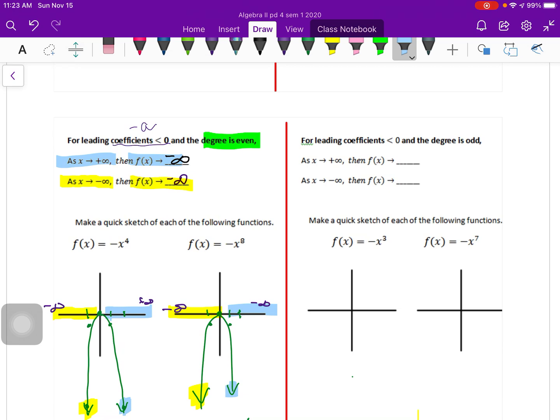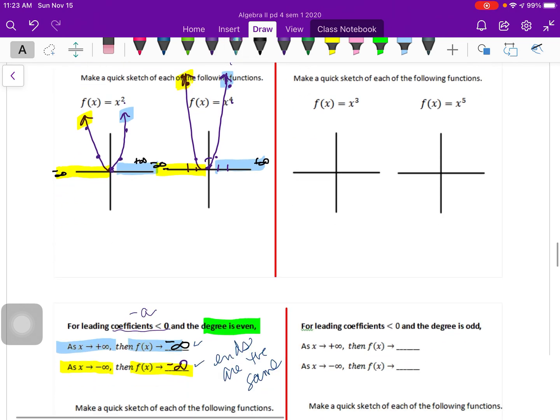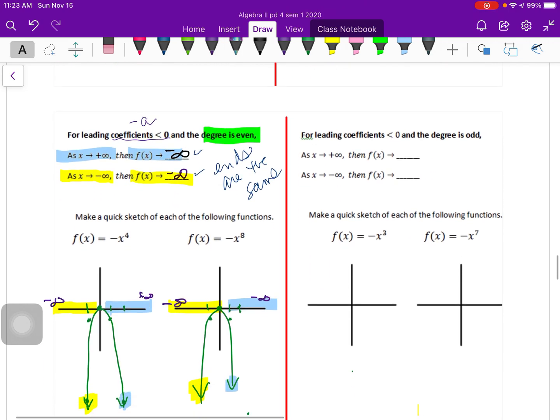So notice, no matter what, when my degree is even, my end behaviors are the same. Whether my coefficient is negative or my coefficient is positive, my ends are still the same. When my coefficient is positive, my ends are positive. When my coefficient is negative, my ends, my y's are negative.